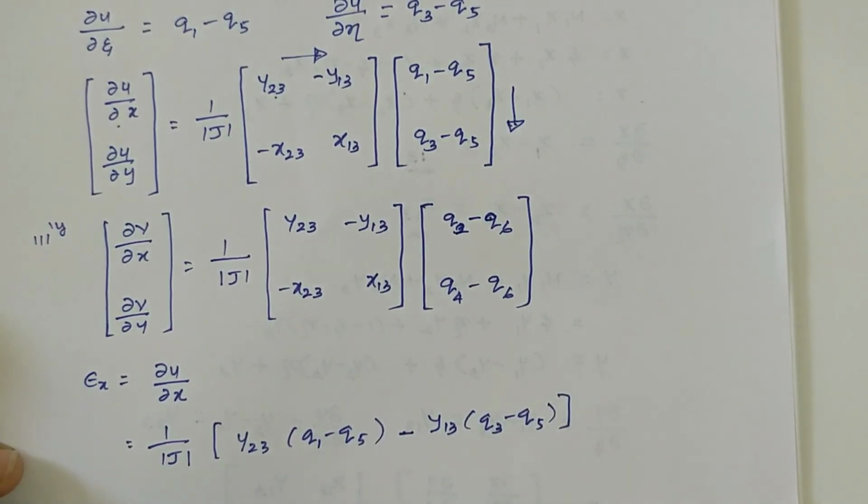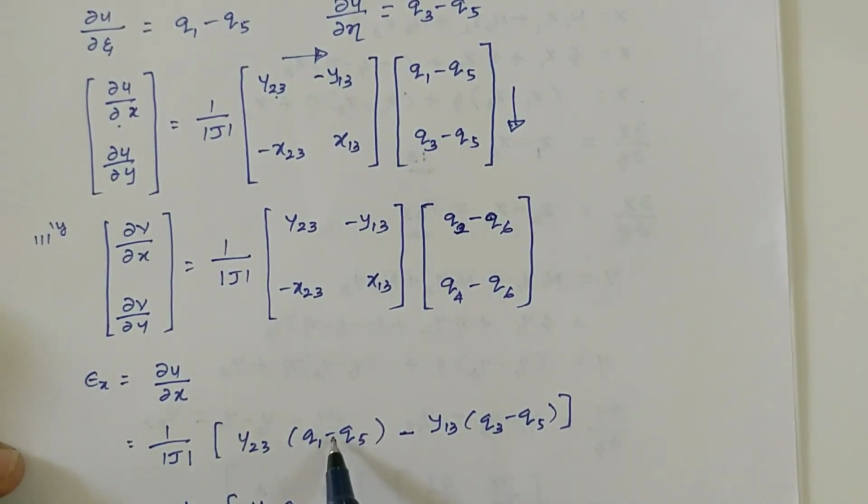On simplification, we'll get 1 over J into, so if we simplify, I'll show the simplification for one term. So y23 q1. As far as possible, try to avoid negative signs.